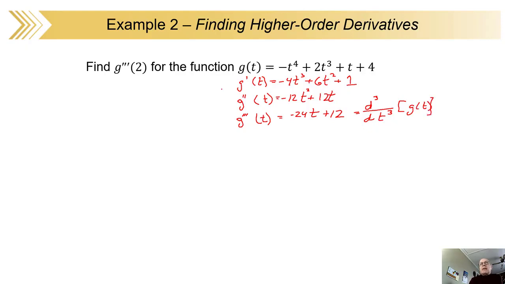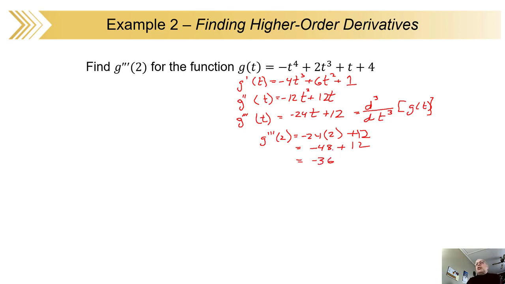It's that easy. Now it says find g triple prime of 2. All you need to do is put the 2 in where the t is here. So g triple prime of 2 equals negative 24, take off t, put in a 2 of course, and 12 is just 12. And what do we have? Negative 48 plus 12, and we know that's a negative 36.